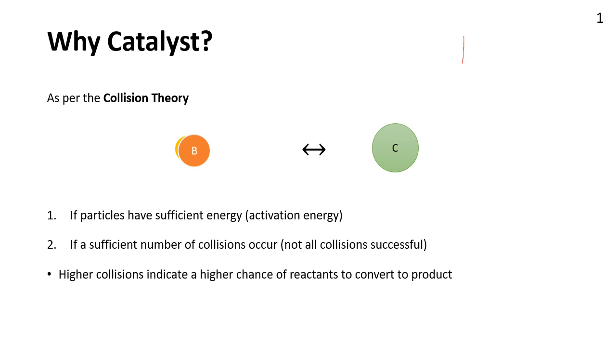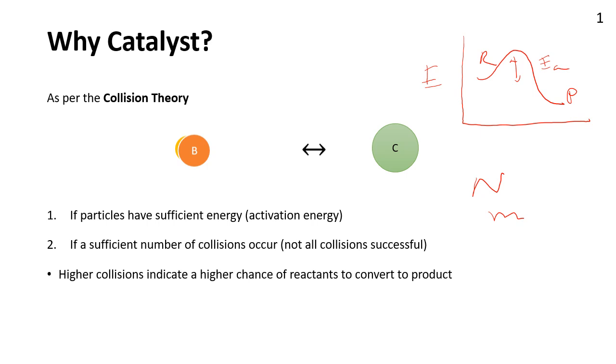If we look at the energy versus extent of reaction graph, and this is the reactants and this is the products, then they should have this amount of energy, which is known as activation energy, so that they can react and form the products. The second condition is that a sufficient amount of collisions occur. If n total collisions occur, then only m successful reactions take place.